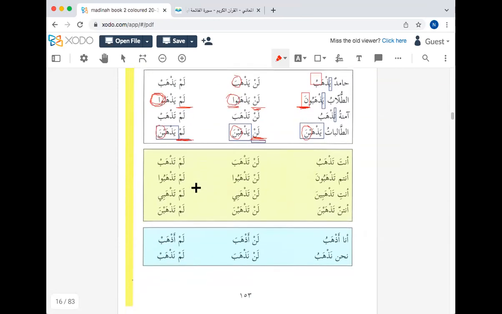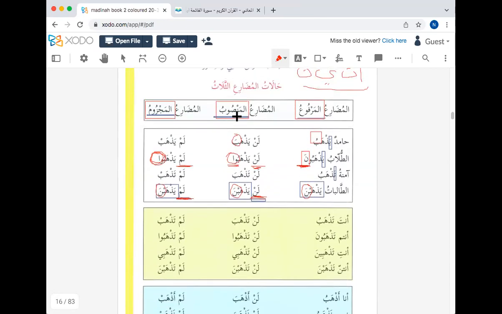Okay, so that's just a very quick recap, and then when you come to majzoom, it is going to be either with sukoon, and that is the asl. Then you also have hadf and noon, hadf and noon.